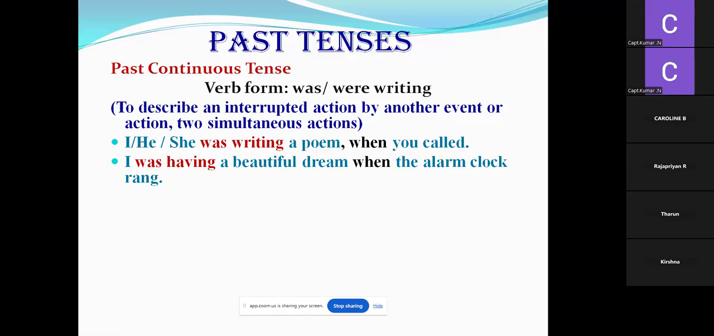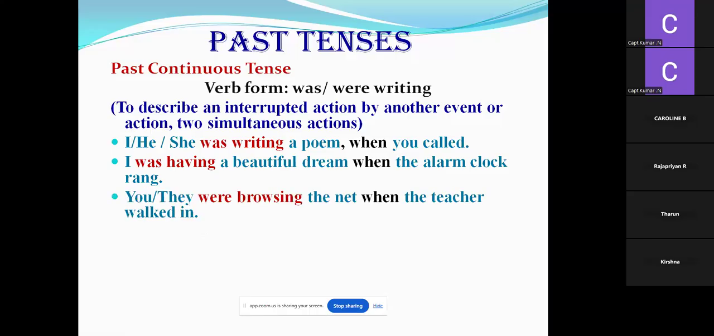I was having a beautiful dream when the alarm clock rang. So I was having a dream. That action was interrupted by the ringing of the alarm clock. They were browsing the net when the teacher walked in. Yes, the students were browsing the net. That action was interrupted by the teacher's entrance.